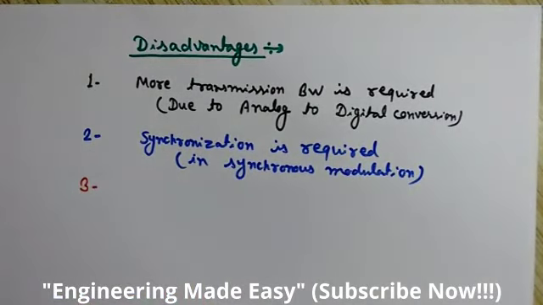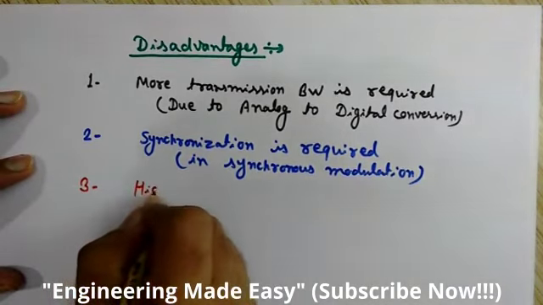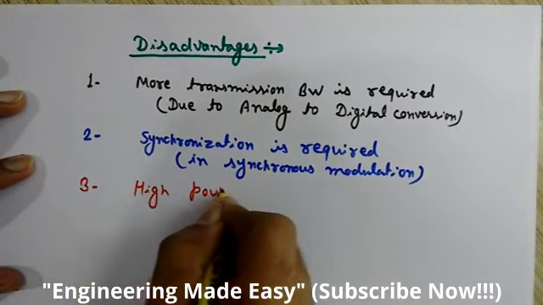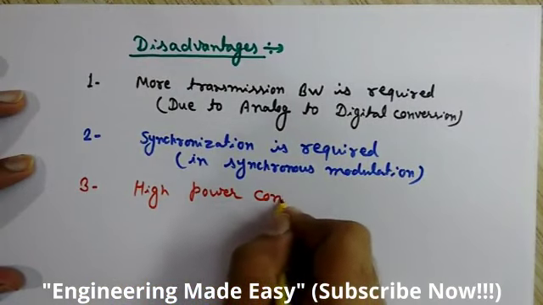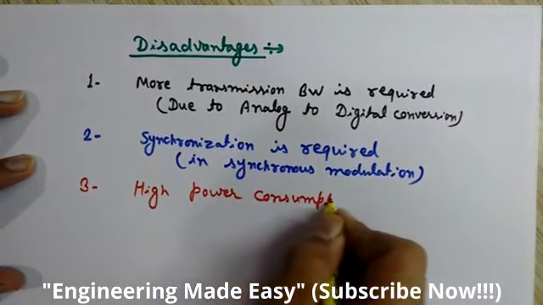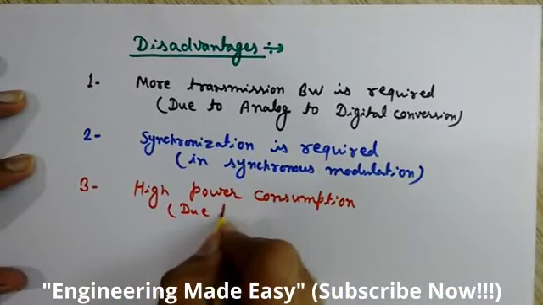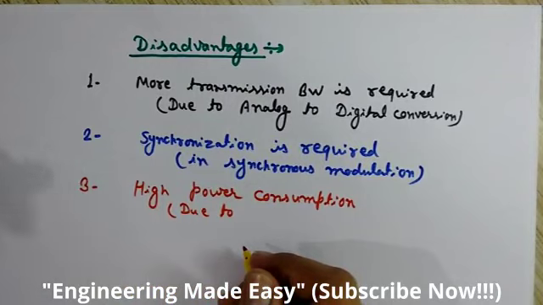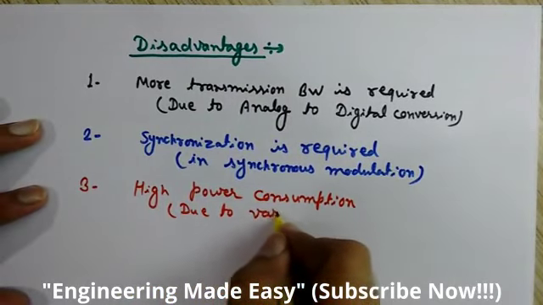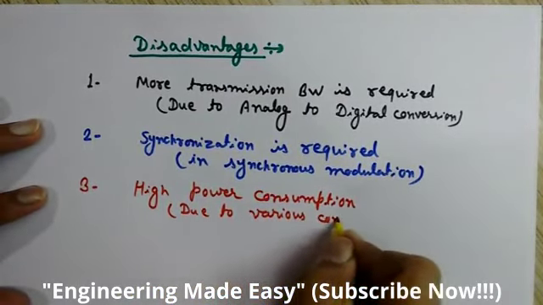Now come to the third disadvantage. Due to various stages used in conversion, high power consumption is another drawback of digital communication. So the third drawback is high power consumption. This is due to various conversion stages.